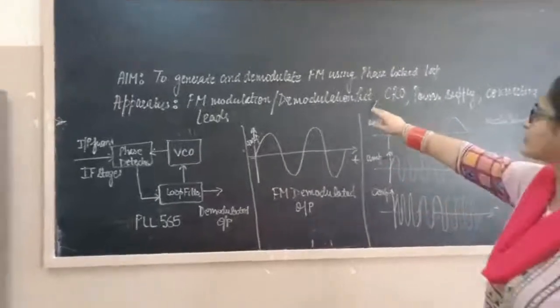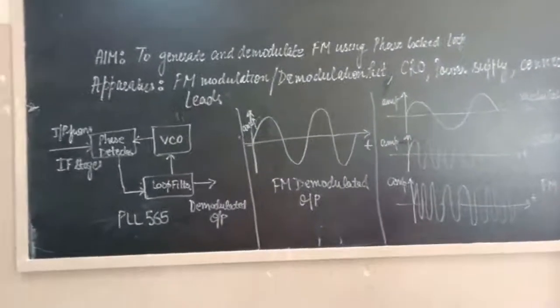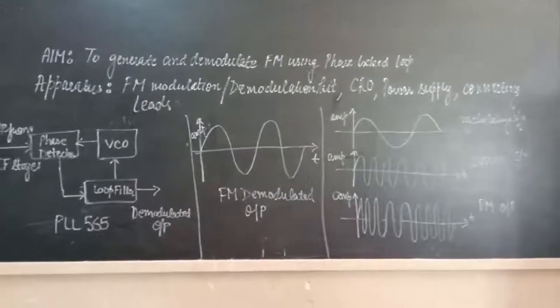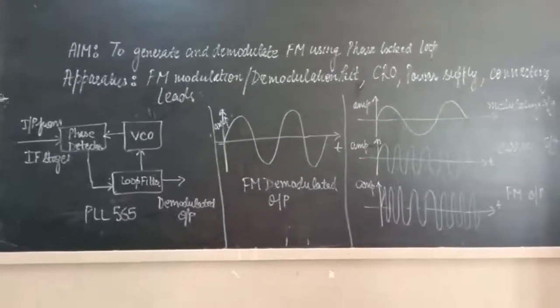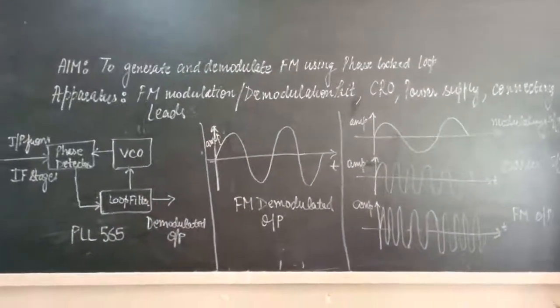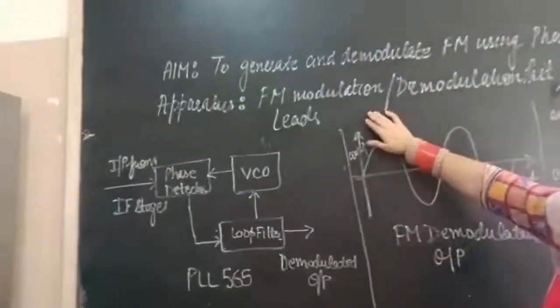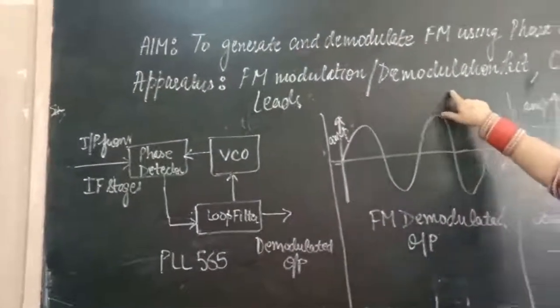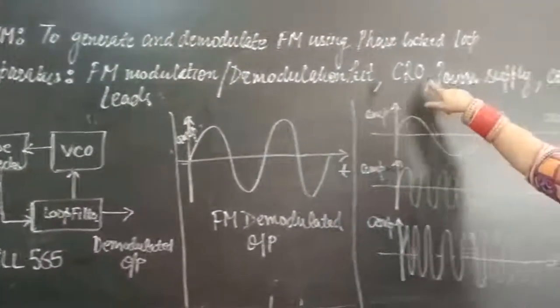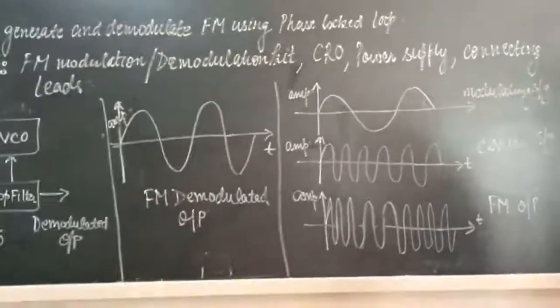Generate and demodulate FM using phase lock loop. Okay, so before going next, firstly we should know what the apparatus will be needed for this experiment. The apparatus used for this experiment is an FM modulation demodulation kit, then CRO, then power supply and connecting leads.